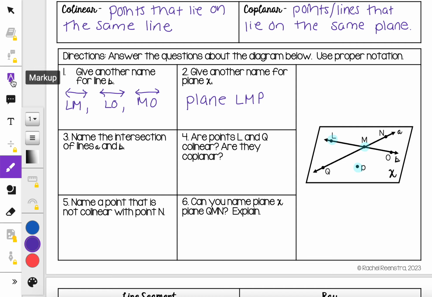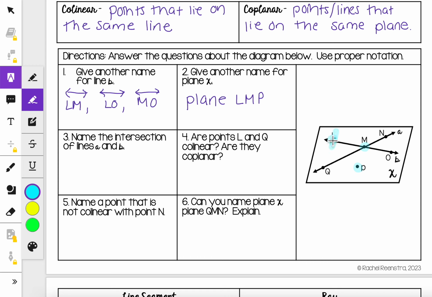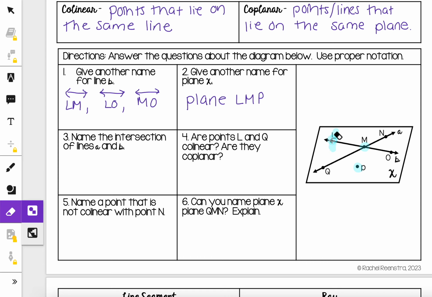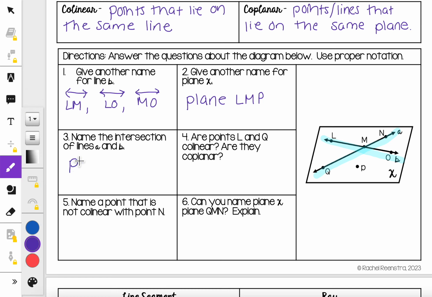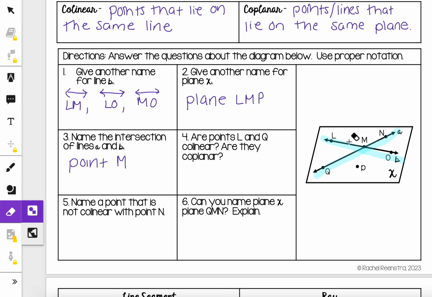Number 3 says name the intersection of the lines A and B. So here's line A, here's line B, and if I have 2 lines, they're going to intersect at a single point, and that single point looks like it's point M. All right, so that would be my intersection. Anytime you have 2 lines, they will always intersect at a single point.